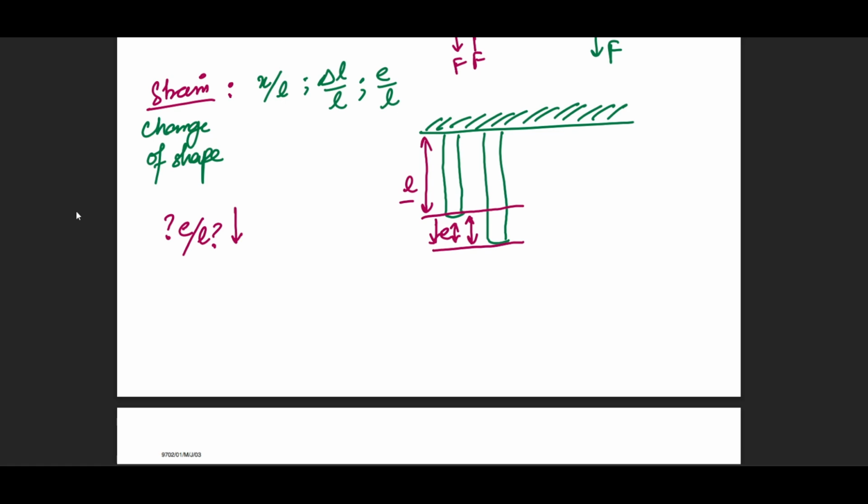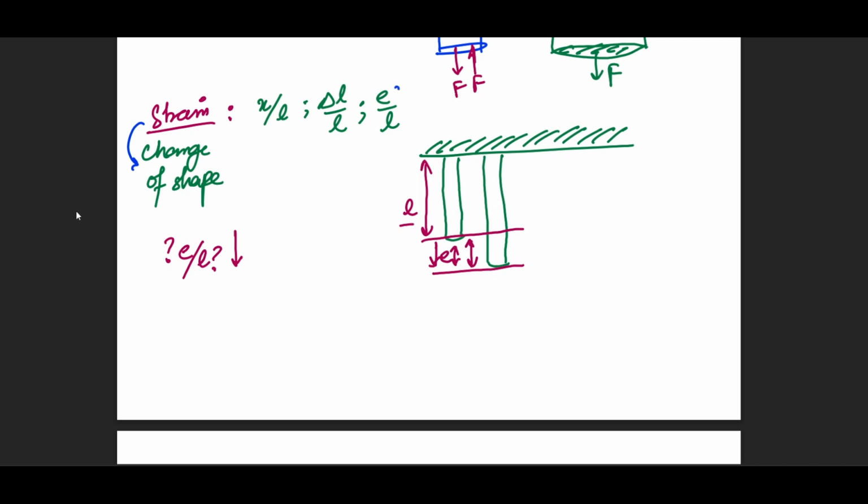So strain is basically, simply put, change of shape. How much has it changed? On the other hand, it does not have a unit. Why? Because extension will also be in centimeters and length will also be in centimeters. And these are both lengths. That's why there will be no unit. Even if it is millimeters, over here, this will also be millimeters. If it is in meters, this will be meters. Doesn't matter. The unit will be cancelled out.